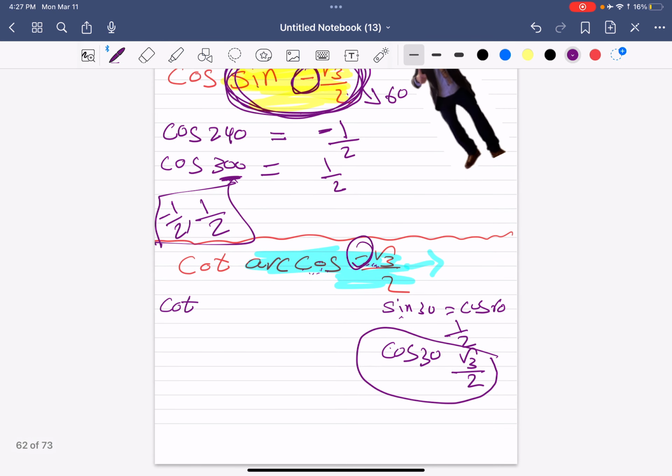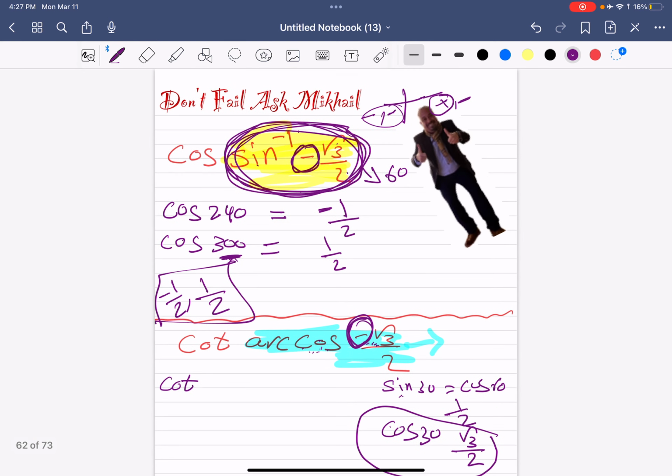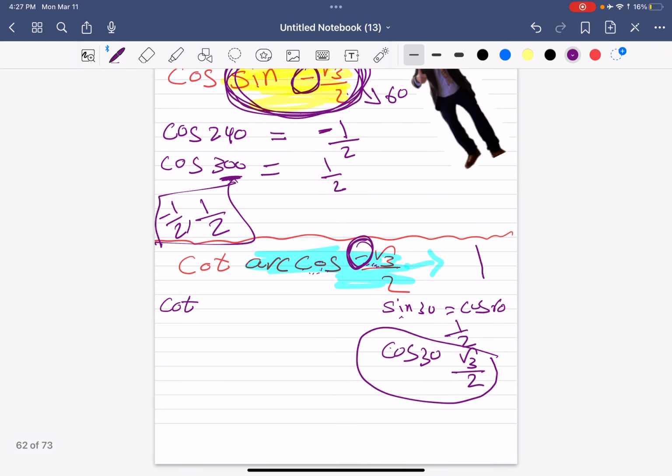And because it's negative, so cosine is negative, on which quadrant do we say cosine is negative? Let me write it here, cosine is negative on the second and the third. So this value here is either, I'm looking for cotangent. What is 30 on the second? Perfect, 150. So I'm looking for cotangent 150. Cosine is negative on the third one, which is 210.